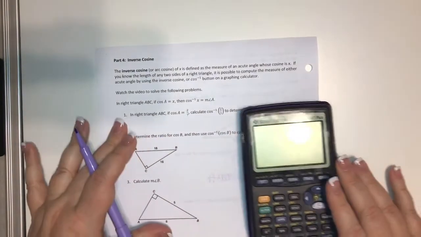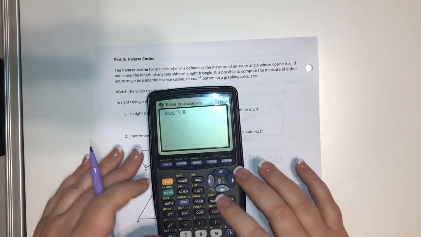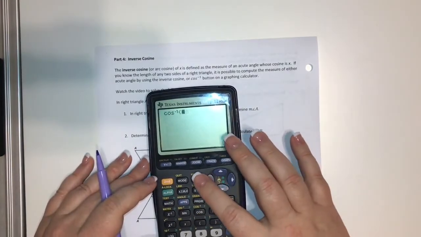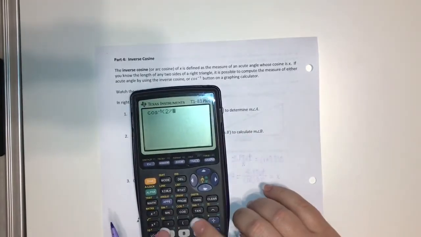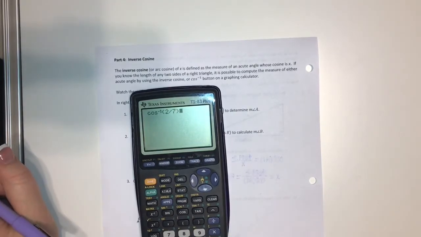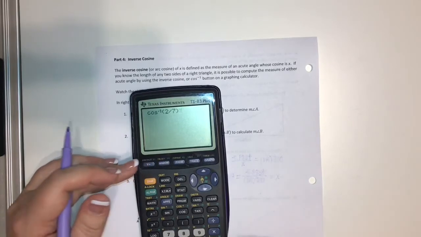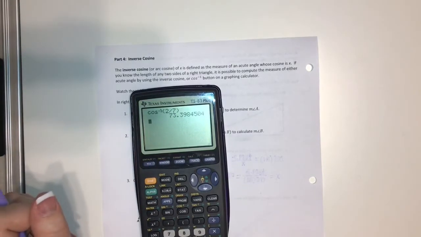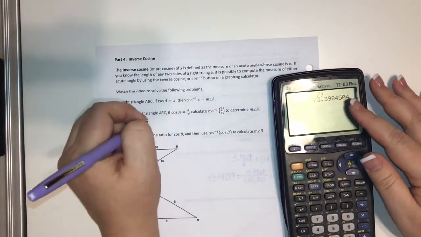So in my calculator, that's pretty easy. To get our inverse cosine, we'll just do second cosine. And we don't need another parentheses there. It's 2 over 7. You can do 2 divided by 7. If you're using one of the school calculators, you can do the alpha y equals enter and get the fraction. Either way, you're going to get the same answer of 73 degrees.